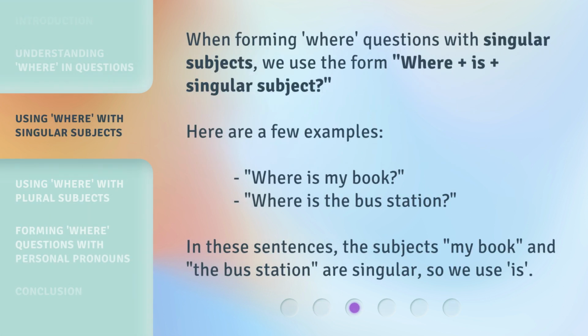When forming where questions with singular subjects, we use the form where plus is plus singular subject. Here are a few examples. Where is my book? Where is the bus station? In these sentences, the subjects, my book and the bus station, are singular, so we use is.